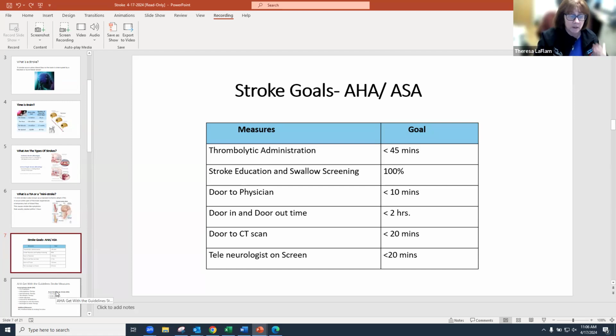So we have to quickly get the evaluation done by a neurologist so he can recommend the drug, the thrombolytic administration, which we want to give in 45 minutes. So if in 20 minutes he comes on, talks to the patient, evaluates them, and it takes him another 20 to do his evaluation, look how tight we are. We now only have 5 minutes to give this drug.